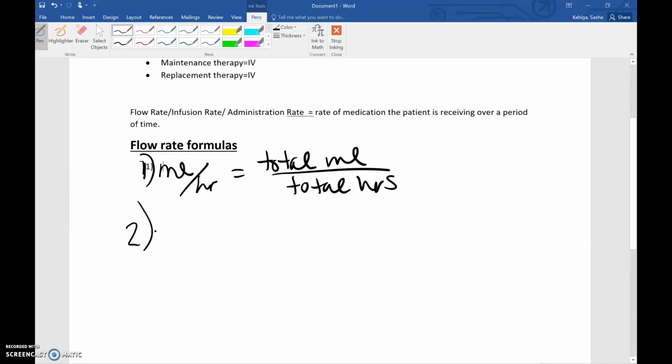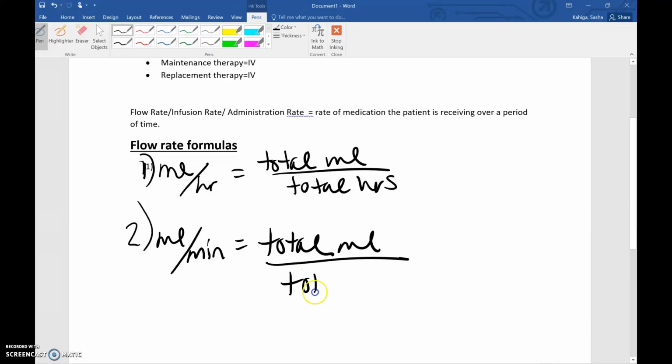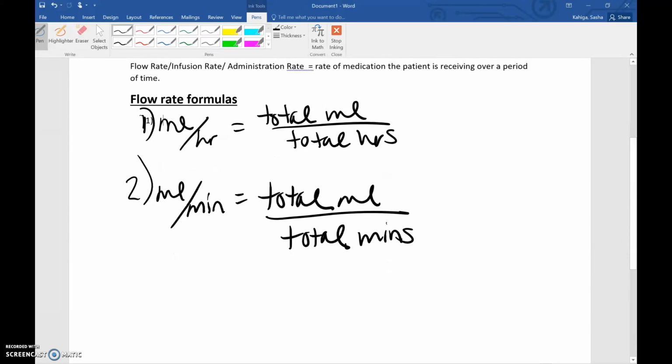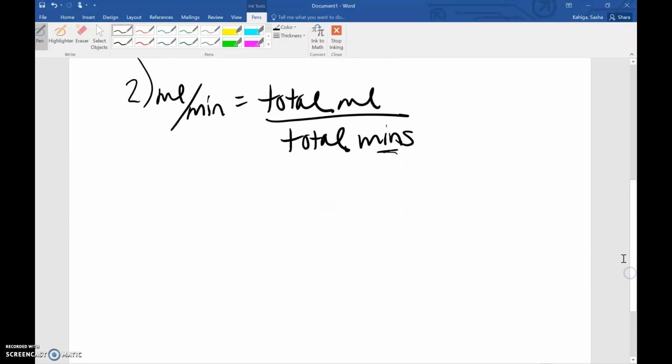Number two, another flow rate they may ask you to find is milliliter per minute, where basically you take the total amount of milliliters the patient is receiving over the total amount of minutes. Again, what is a flow rate? Flow rate is basically the rate of medication the patient is receiving over a period of time. The time for milliliters per hour happens to be in hours. The time for milliliters per minute happens to be in what? Minutes.